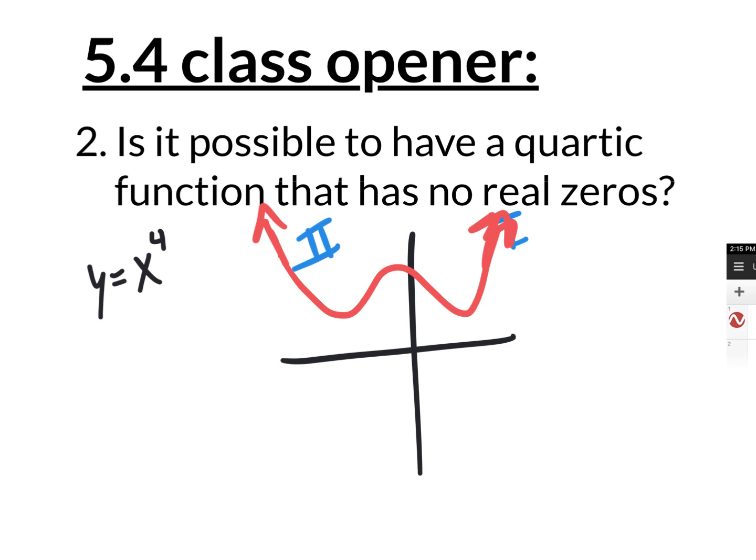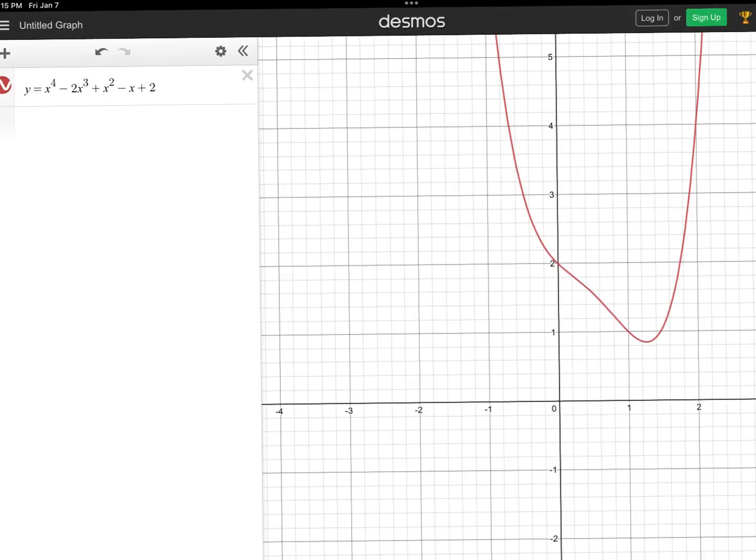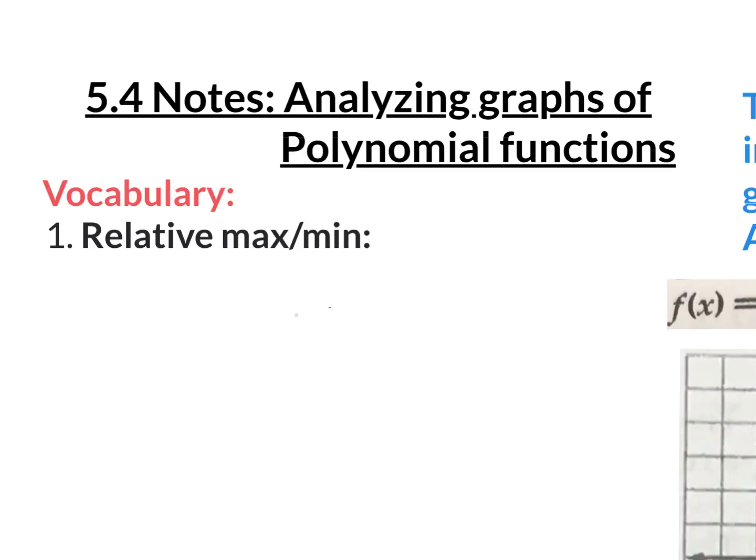So I actually got on Desmos and I typed in that quartic polynomial function, right? And it actually looks like this. And that happened to be a perfect example of a quartic polynomial function that does not cross the x-axis. It has no real zeros, okay? So we went over that just to get your brain in the right place. Right now, let's actually take some notes.